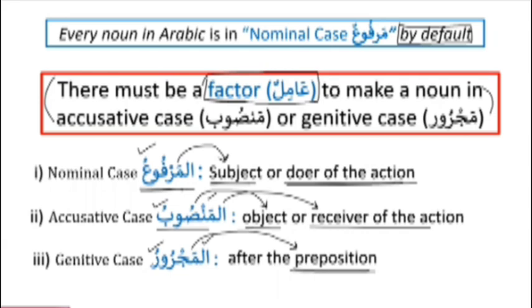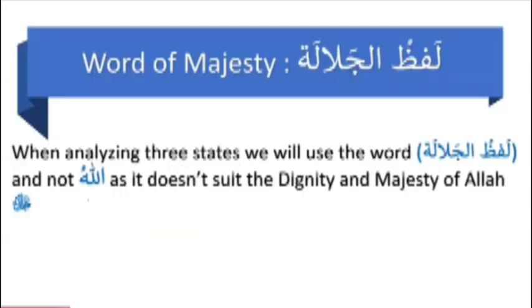Is this clear now? Okay, so first of all, we need to see over here that whenever we talk about the three states of the noun, of course, the word Allah subhanahu wa ta'ala will also be used. So what do we have to use? We have to use lafdhul jalala, the word of majesty. So whenever we are analyzing three states, we will use the word lafdhul jalala and not Allah, as it does not suit the dignity and majesty of Allah Jalla Jalaluhu.